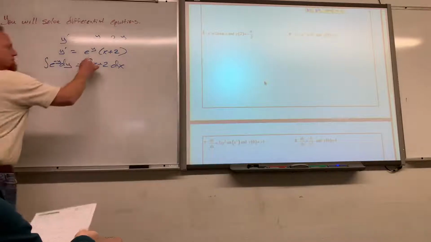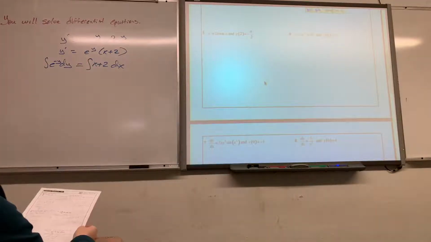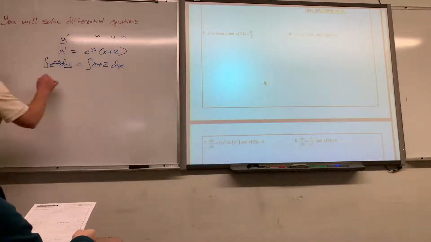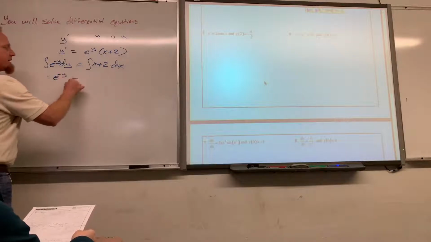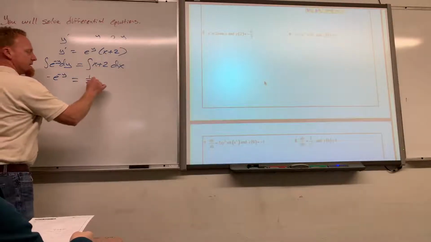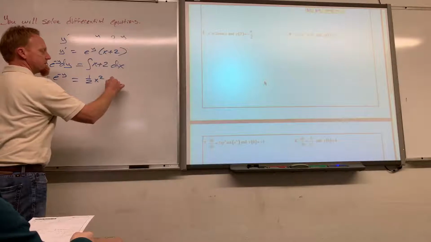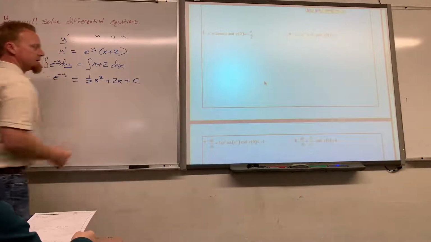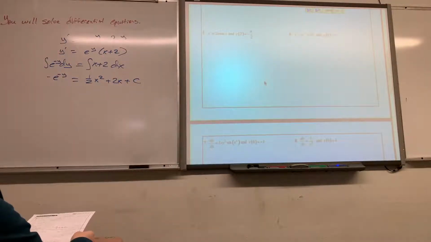From there, we should be in pretty good shape, and we want to integrate. So if I integrate e to the negative y, what do we get? Negative e to the negative y. Very good. Integrate x, we get 1/2 x squared. Integrate 2, I get 2x. Don't forget the plus c. We'll finish it and then come back and talk about that.